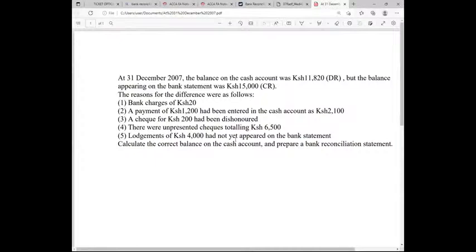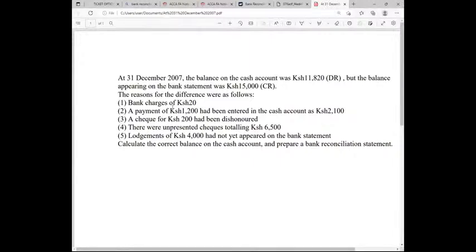So we are told here, at 31st December 07, the balance of the cash account was Kenya shillings 11,820 debit. But the balance appearing on the bank statement was Kenya shillings 15,000 credit. The reasons for the difference were as follows. Number one, bank charges of Kenya shillings 20. This is quite a bad question that I've been given. Even in 2007, bank charges were way higher. But because it's for illustration, no worries. So you're told bank charges Kenya shillings 20.